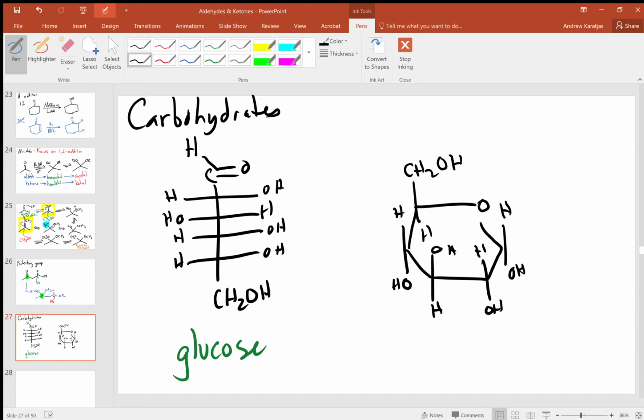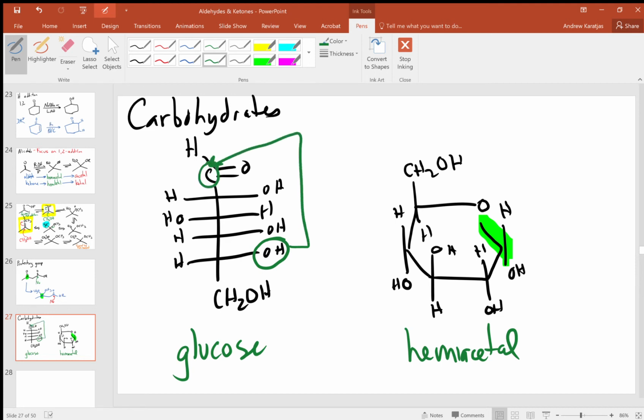Now, how do we get from one form to the other? Well, if we look carefully at this cyclic form, right here we have what is the hemiacetal of the open form of glucose. And that forms from this alcohol doing a 1,2 addition into this carbonyl. And once that happens, we get the cyclic form, the hemiacetal, and that gives us the interconversion with the closed form of glucose.